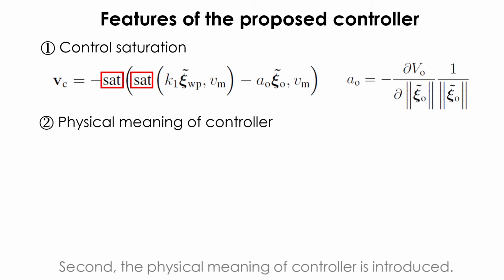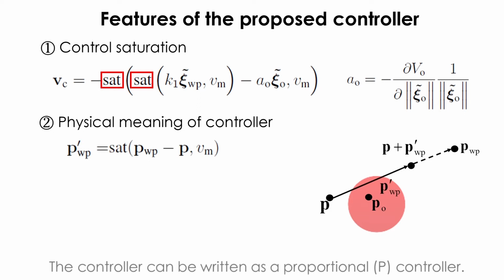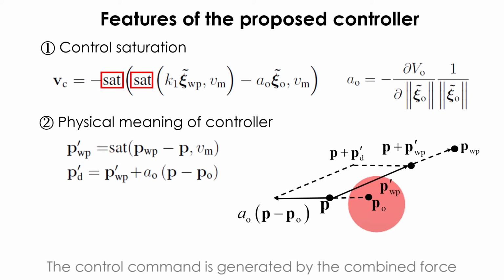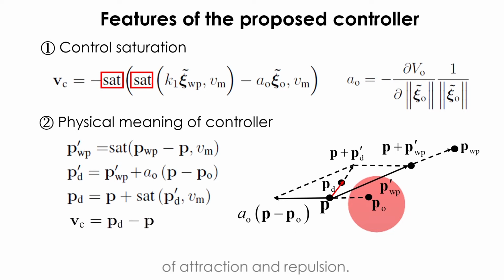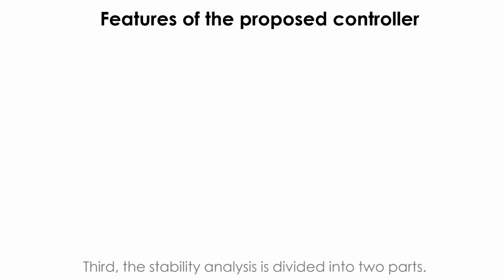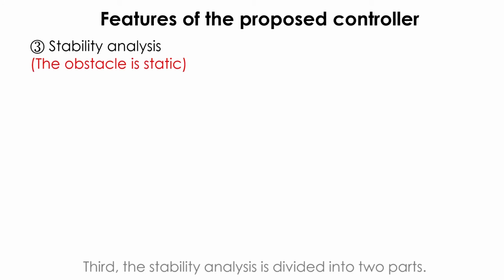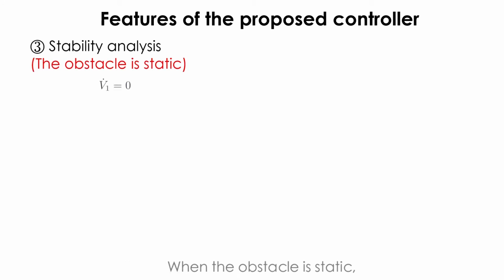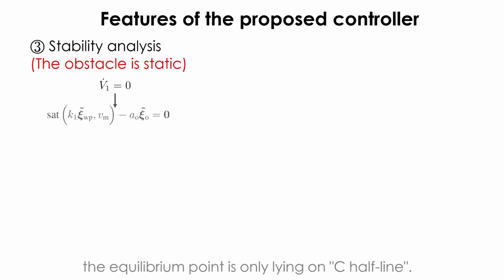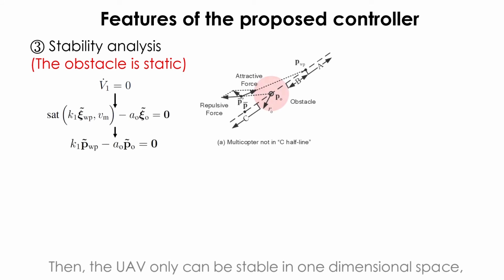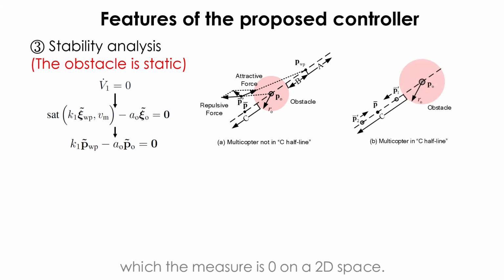Second, the physical meaning of the controller is introduced. The controller can be written as a proportional controller. The control command is generated by the combined force of attraction and repulsion. Third, the stability analysis is divided into two parts. When the obstacle is static, the equilibrium point is only lying on the C half line. Then, the UAV can only be stable in one-dimensional space, whose measure is 0 on a 2D space.